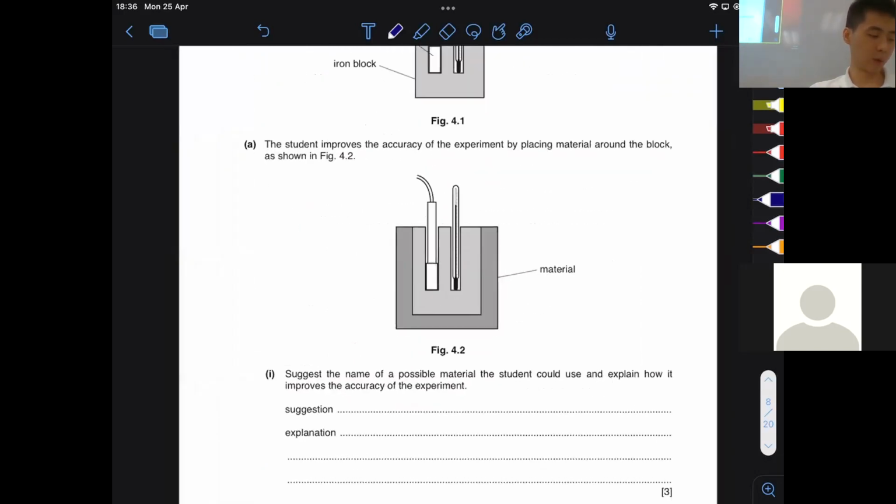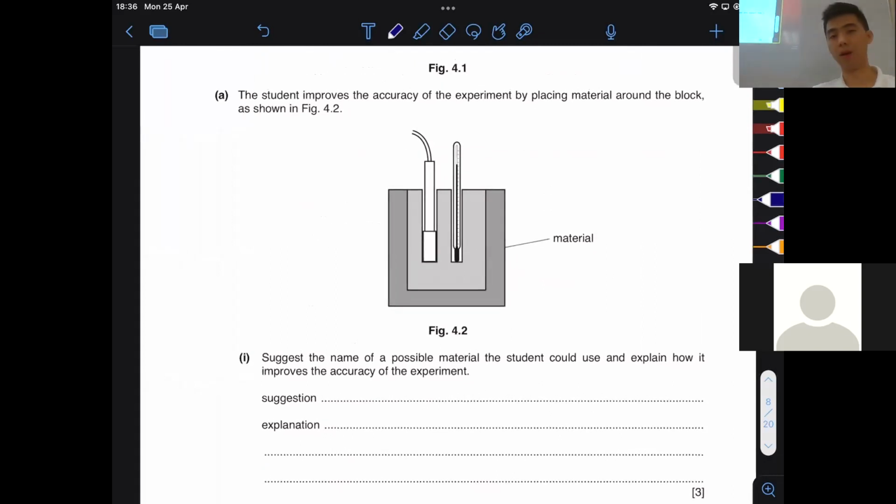I want to explain this one here. I want to highlight this question here. It's very commonly asked in IGCSEs. Who can tell me what's the improvement here? What's the suggestion to improve the accuracy here? Wood material. Oh, yeah. Okay, wood. Why? What's the explanation?